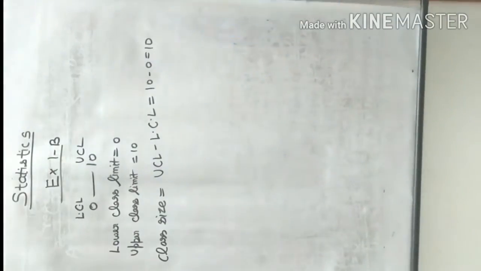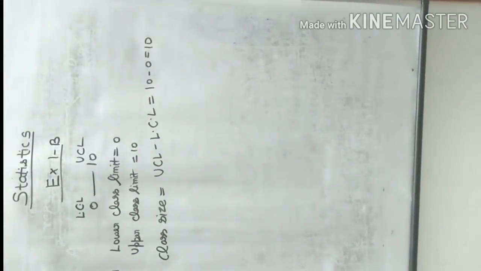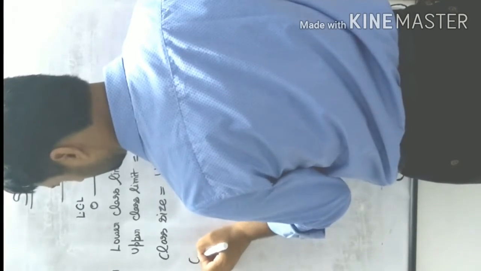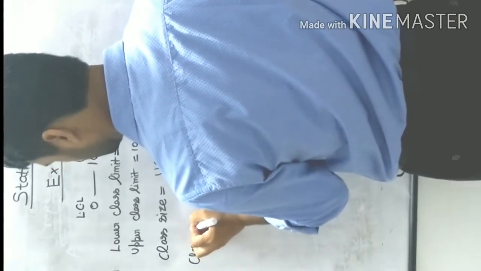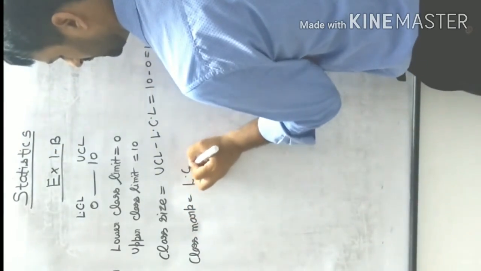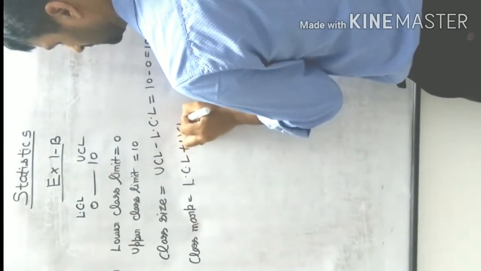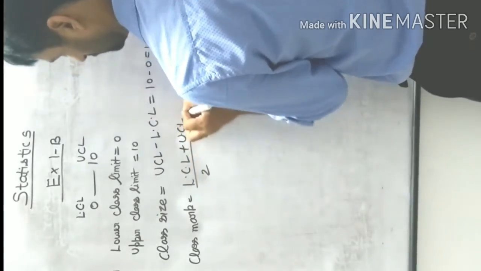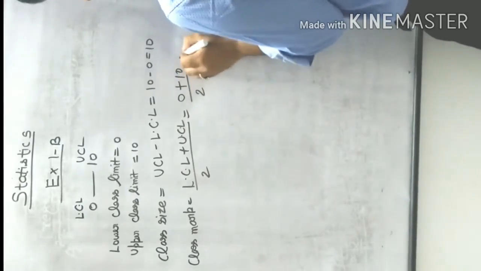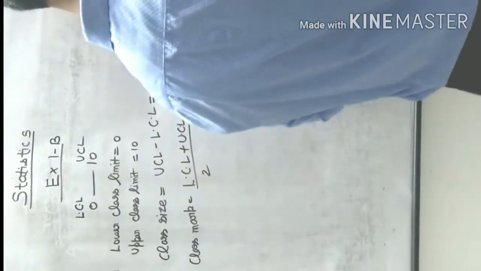Then what more they asked to find out? They have to find out class mark. What is class mark? Class mark is basically lower class limit plus upper class limit upon 2. Lower class limit is 0. Upper class limit is 10, upon 2. That means 5. This is the answer.